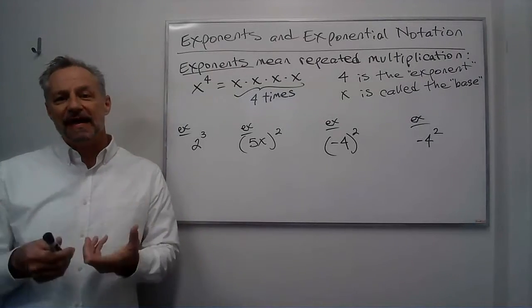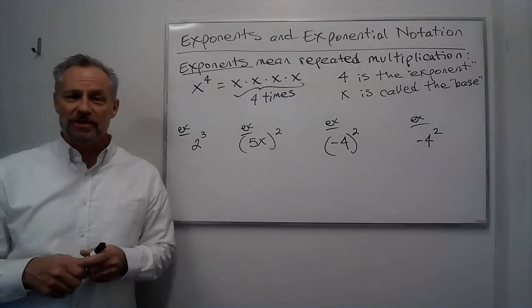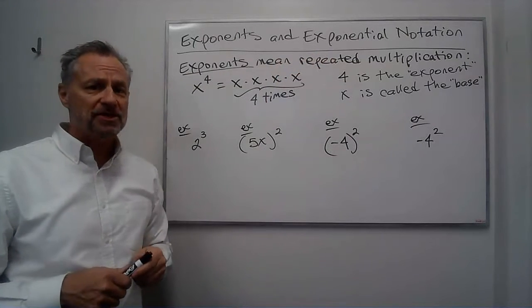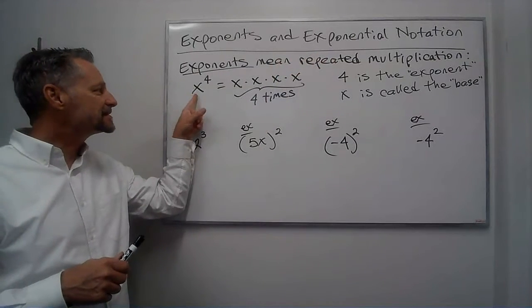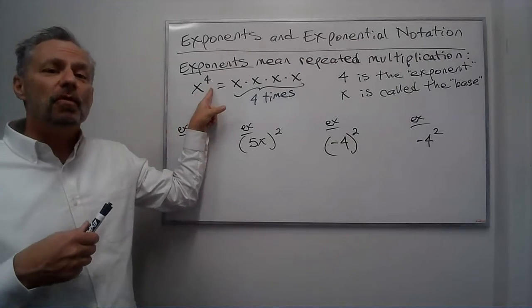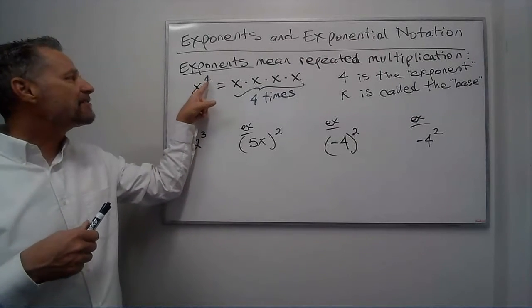Let's talk about exponents in exponential notation. So exponents just mean repeated multiplication. So if I have something like this, an x with a 4 up here, we call it x to the 4th power, and that 4 is the exponent.